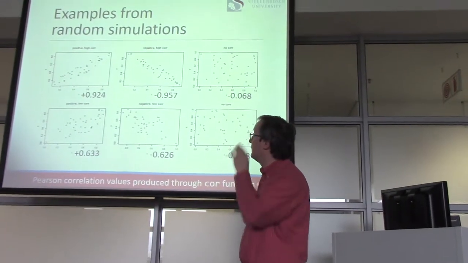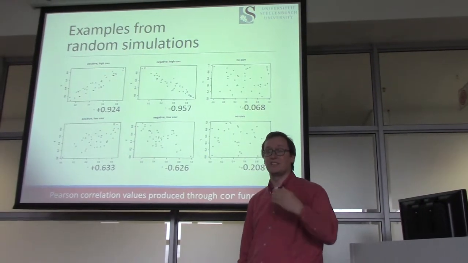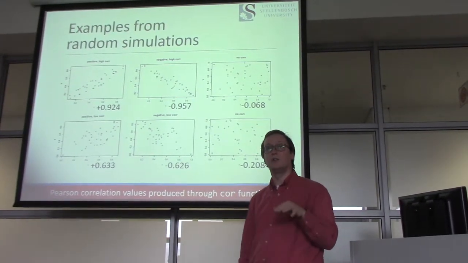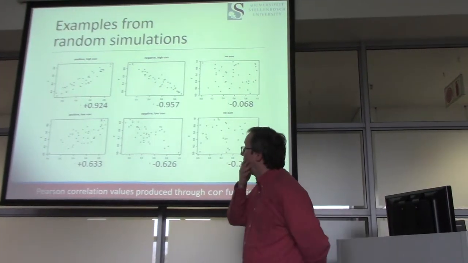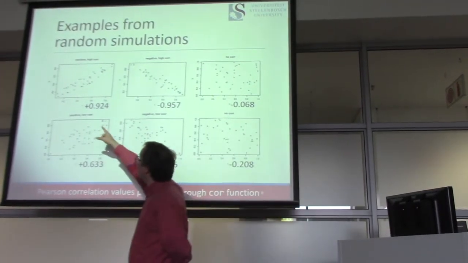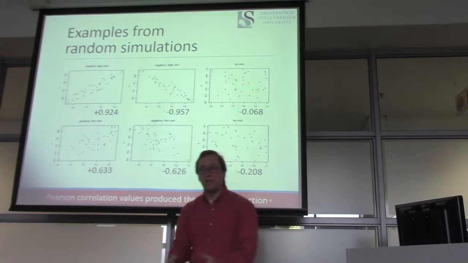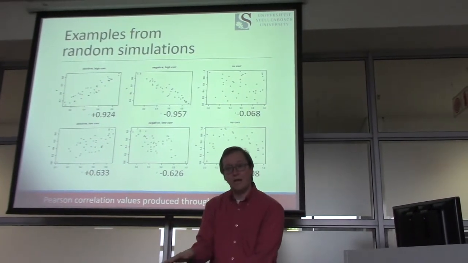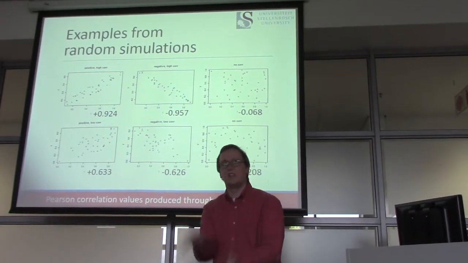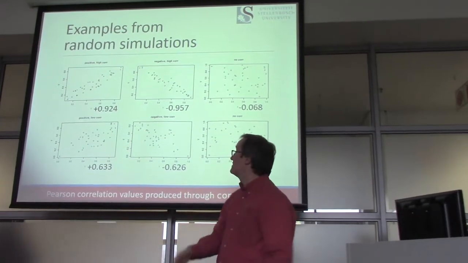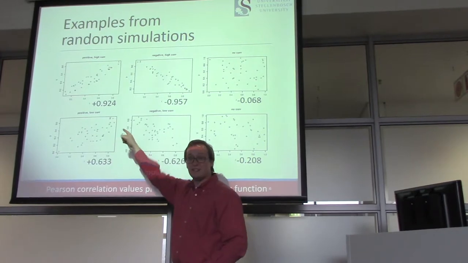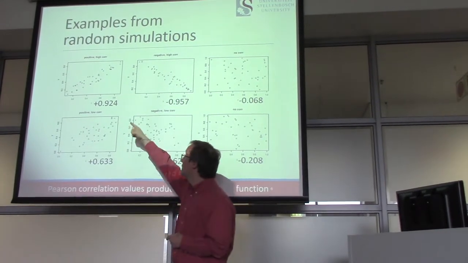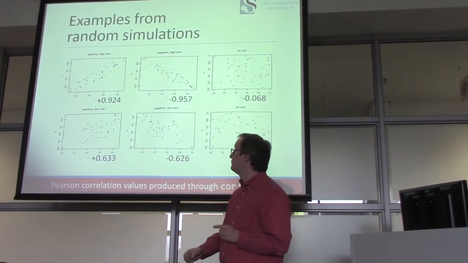So, I have produced a few graphs to give us examples of these. The R code is something that I've included in the script for today. I have a variable X and a variable Y, and here we see that when one is up, the other is up, when the other is down, the other is down. We see that they have a strong relationship, and it's positive in that if one is up, the other is up. So that gives us a plus 0.924.